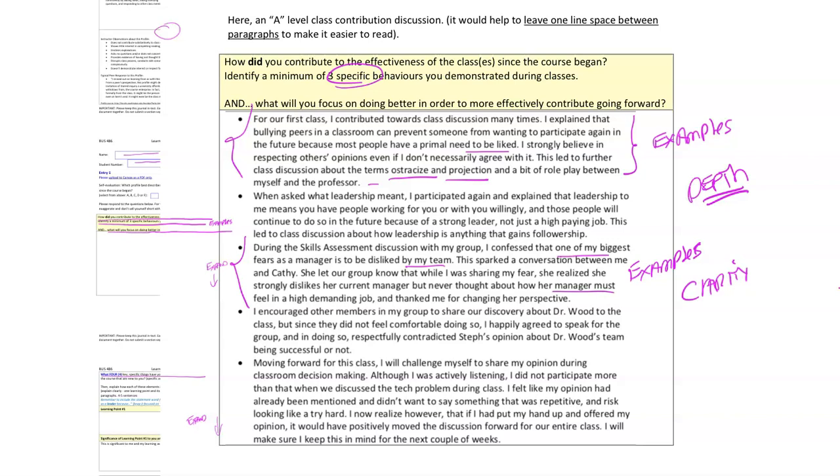Then in the last paragraph, this person answers the second question, which is basically, what will you focus on doing better going forward? So here the person writes, moving forward for this class, I will challenge myself to share my opinion during classroom decision making. Although I was actively participating, I did not participate more than that when we discussed the tech problem during class. I felt like my opinion had already been mentioned and didn't want to say something that was repetitive and risk looking like a tryhard. I now realize, however, that if I had put my hand up and offered my opinion, it would have positively moved the discussion forward for our entire class. I will make sure I keep this in mind for the next couple of weeks.